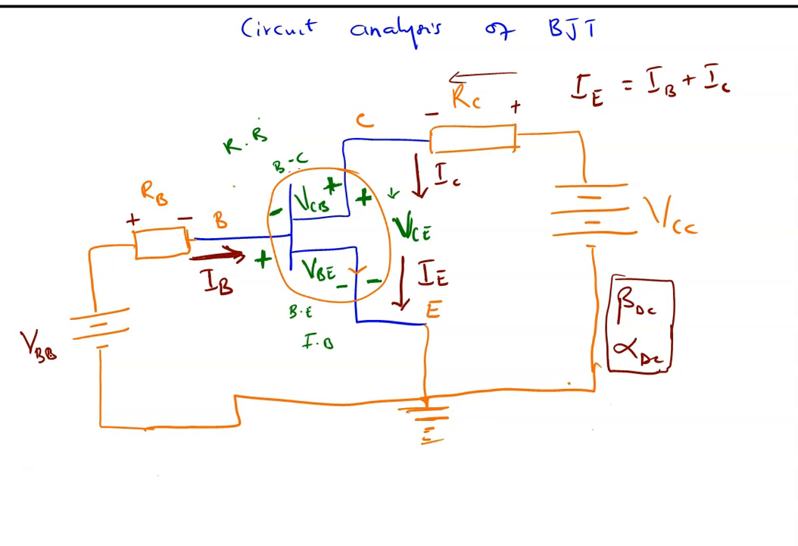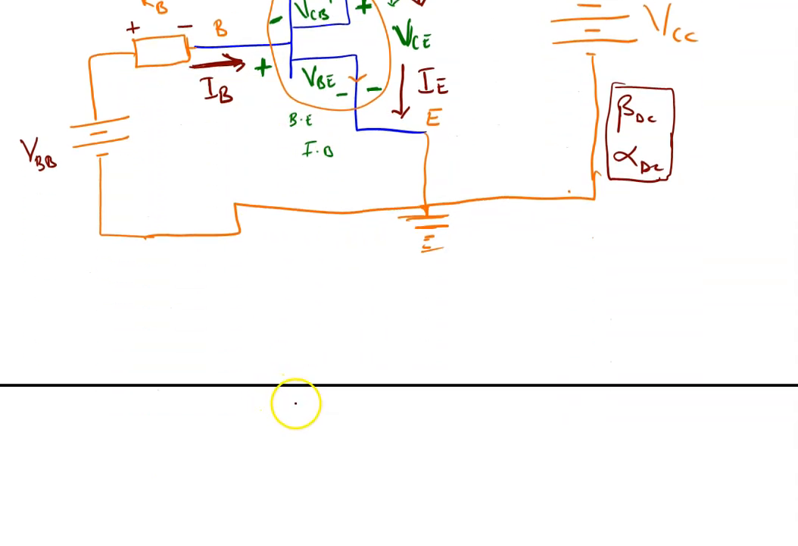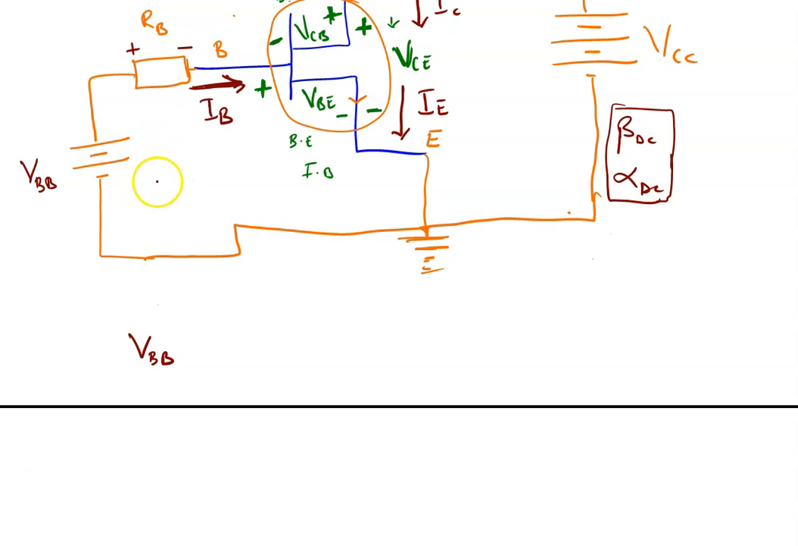So what happens if I should write a KVL equation for the base side? What am I going to get? The base side KVL equation. I'll say that VBB, the voltage at this end, and you see this RB is also having a voltage drop, which can be considered as what? As VRB, right? The voltage drop at the base resistor.